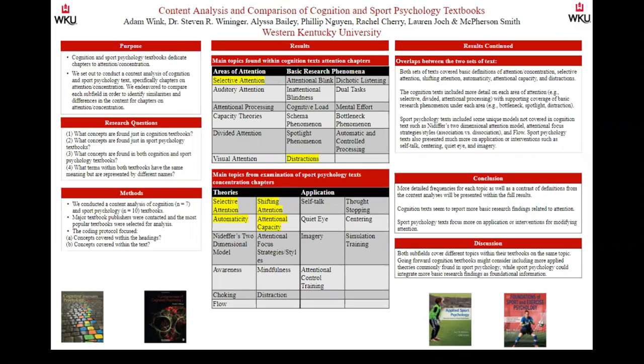Now, the purpose of the study was to look at cognition in sports psychology textbooks, chapters related to attention and concentration, and simply try to identify the similarities and differences between the content for both those different subfields.